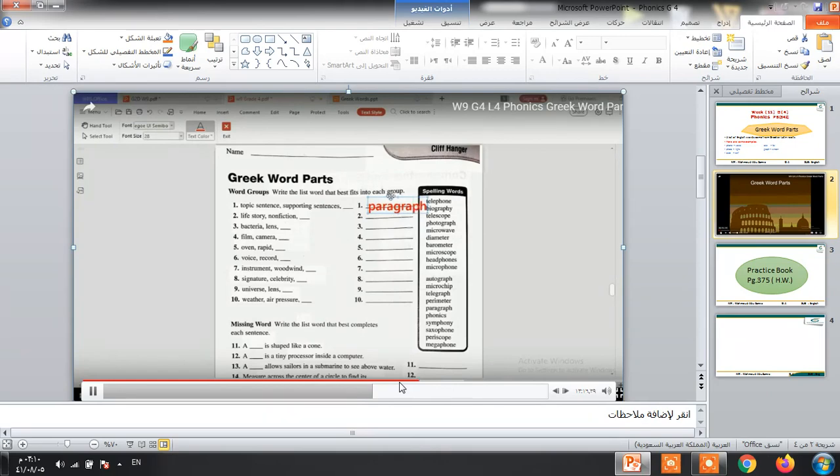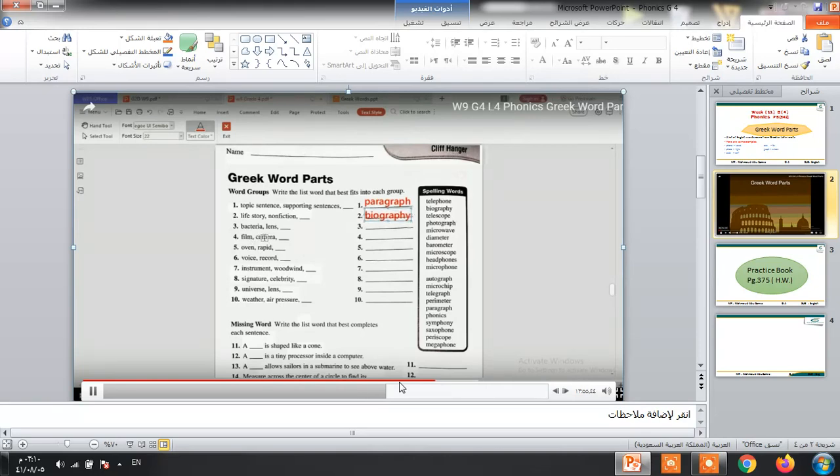Paragraph is sentences together. Next word. Hold on, let me just make it a bit smaller. Yeah, paragraph. Next word, life story, non-fiction. Non-fiction means real, a real life story. So it's going to be a biography, a story of a person, a real story of a person, telling us the real events of that person.